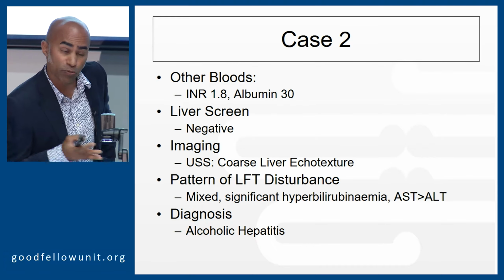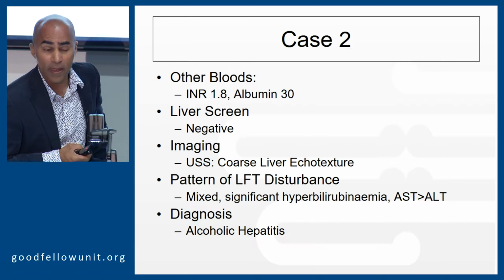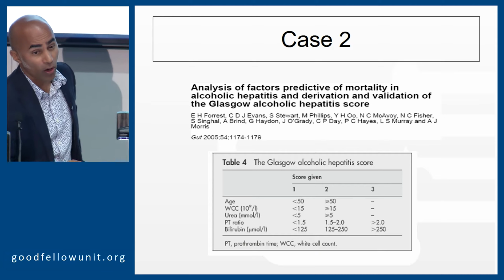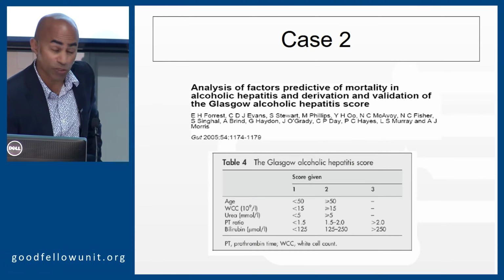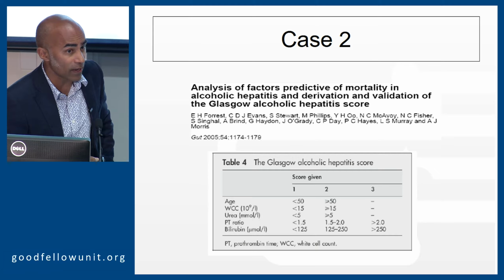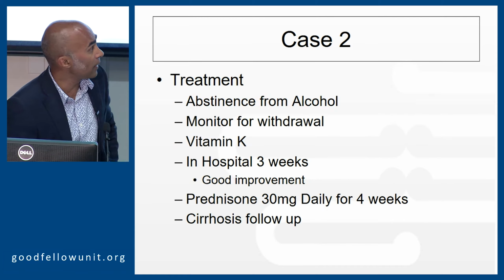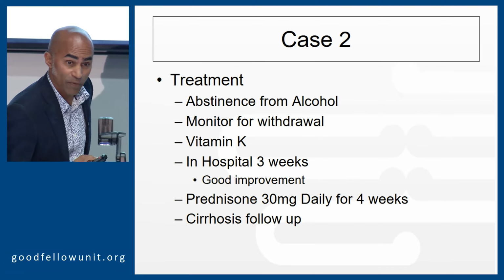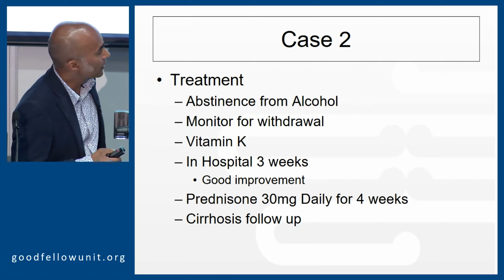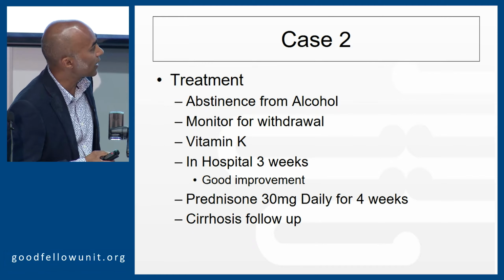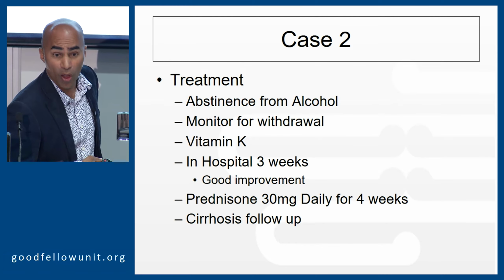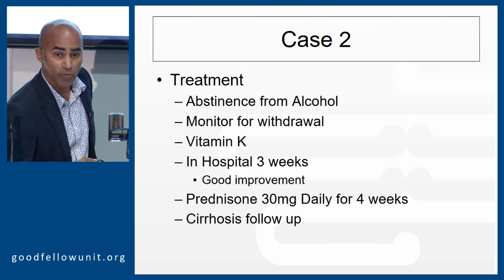The story of drinking up until about 4, 6, 8 weeks ago, stopping often leads to this sort of thing, an inflammatory condition. And we use the Glasgow Alcoholic Hepatitis Score, or the Maddrey's discriminant function, to work out how sick these patients are and whether they'd benefit from ongoing therapy. And this patient obviously was treated with abstinence, looking out for withdrawal, although they had given up for about 4 weeks or so. Vitamin K, they spent a lot of time in hospital, the mortality's pretty high, and because of that Glasgow Alcoholic Hepatitis Score, which was around about 9 or so when this patient presented, we treated them with prednisone for 4 weeks, and they survived that.